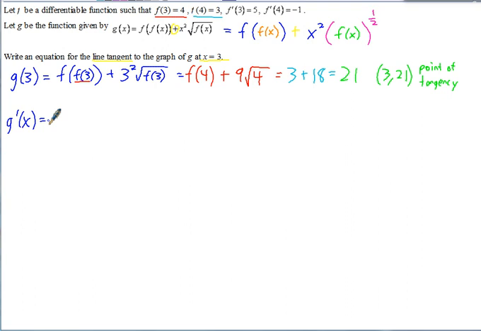G prime of x. Take the derivative separately. Here, f of f of x is a function inside a function, so that one just requires the chain rule. We start on the outside and work our way in. The derivative of f on the outside would be capital F prime, the function inside f of x stays the same, but the chain rule says you have to multiply that by the derivative of the inside function, which would be f prime of x. On the other term, it's a little more complicated because we have x squared times f of x to the 1/2. When things are multiplied together like that, we have to use the product rule.